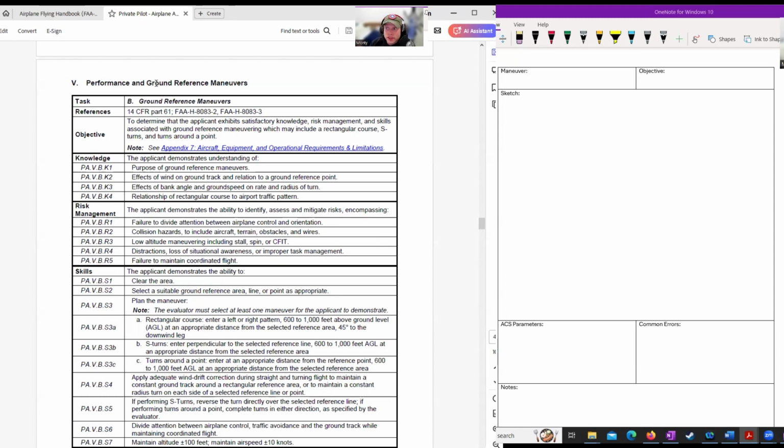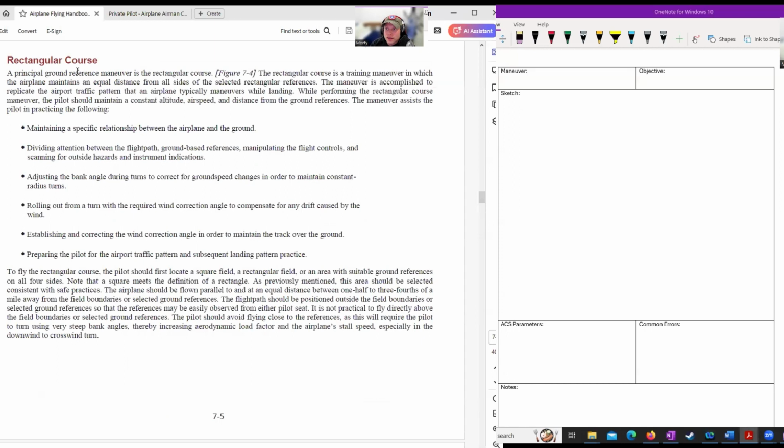First, you're going to need the Airman Certification Standard. Look up ground reference maneuvers, specifically the rectangular course, and then the Airplane Flying Handbook, the rectangular course. Again, these are free on the FAA website, and you can get a hard copy on Amazon at the links below.